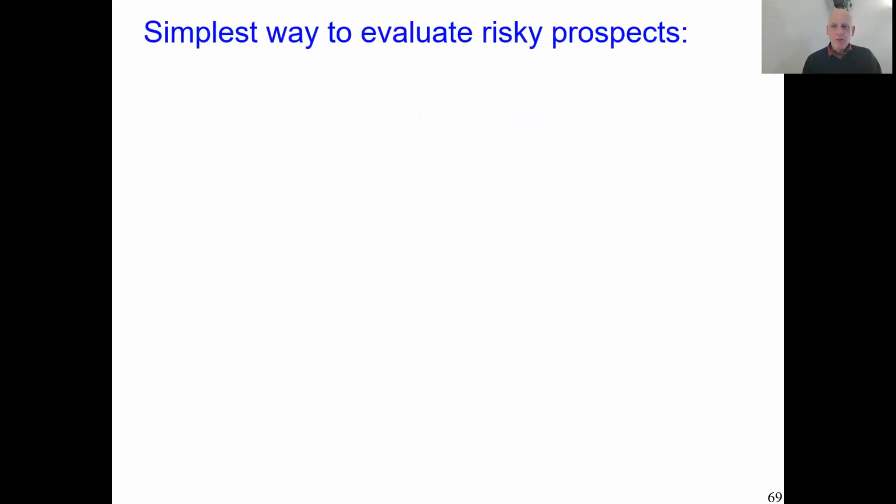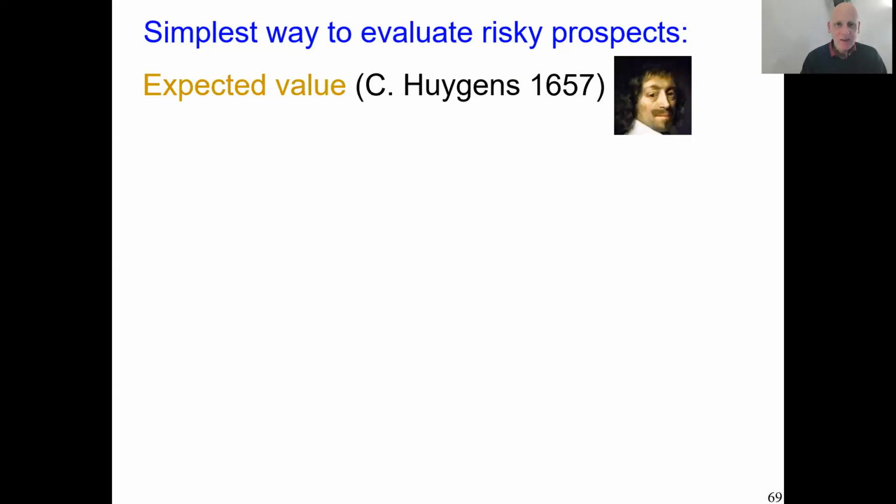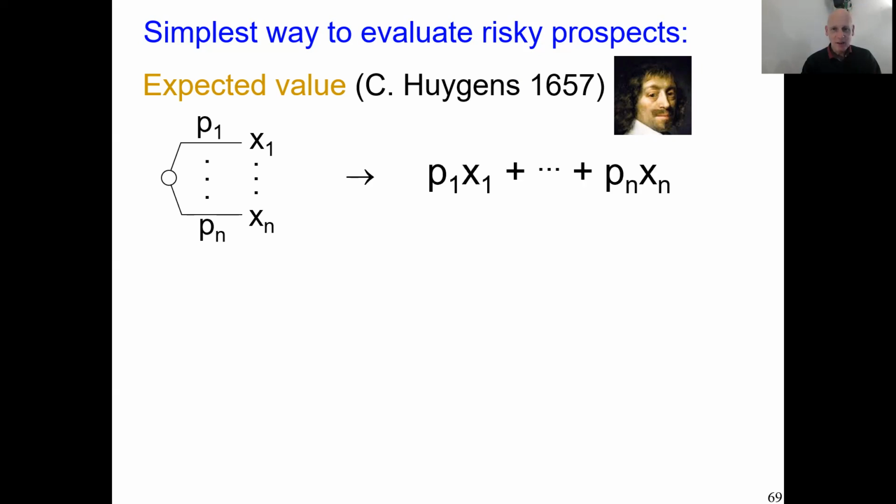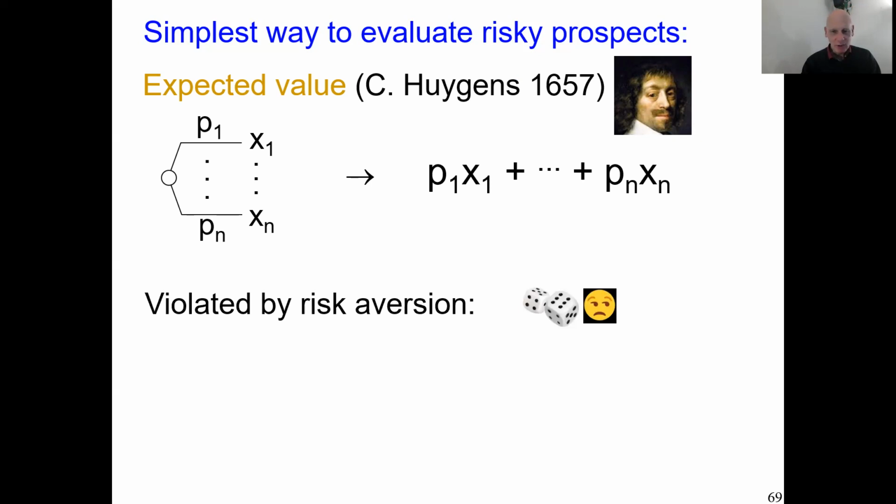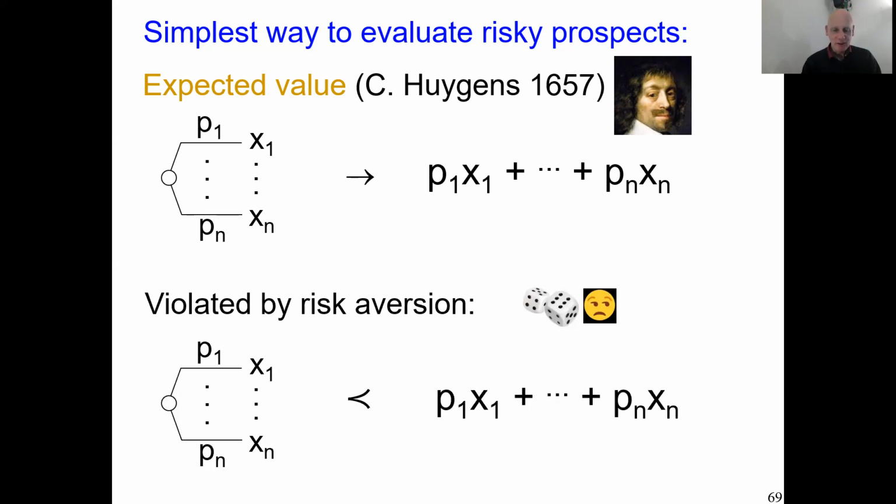And I start repeating a few things you already know to prepare the right way for the novelty to come. We have already seen that the simplest way to evaluate a risky prospect is expected value. Christian Huygens wrote about it, an important insight in those days. Here is the expected value formula. We already know it's violated by risk aversion. People often rather have the expected value than the lottery. We need something more general.